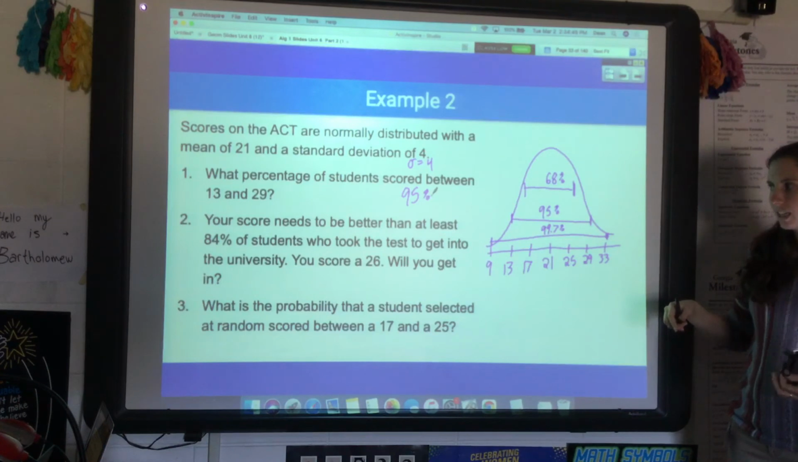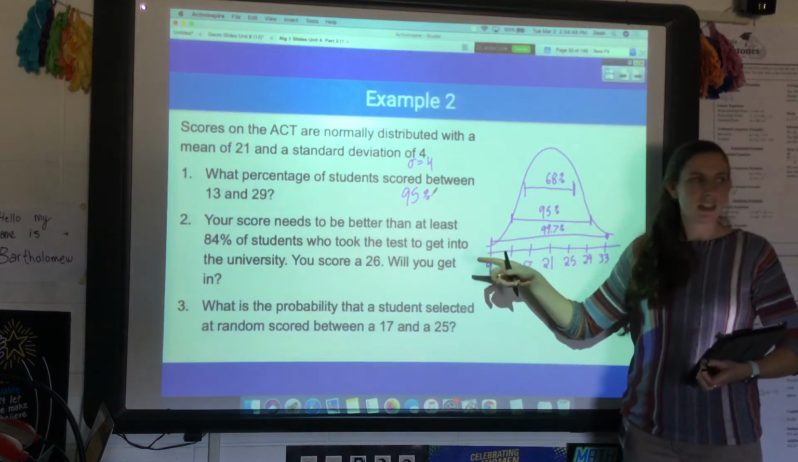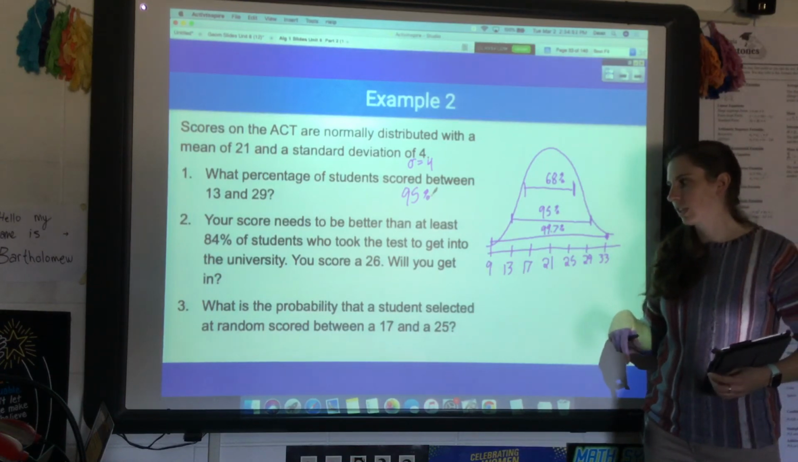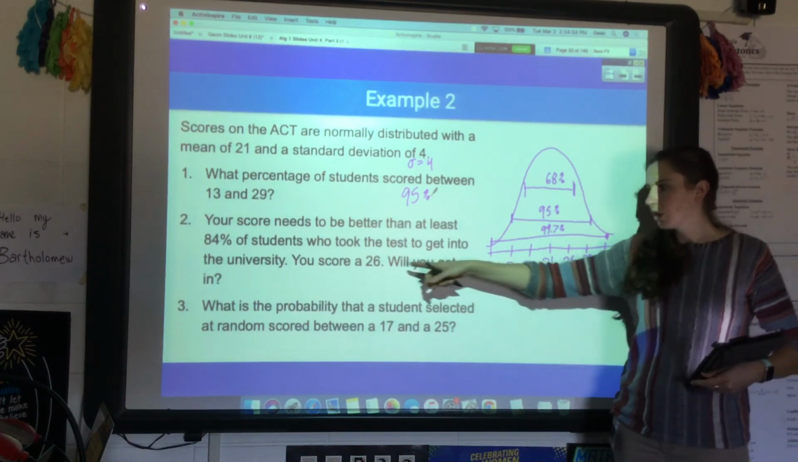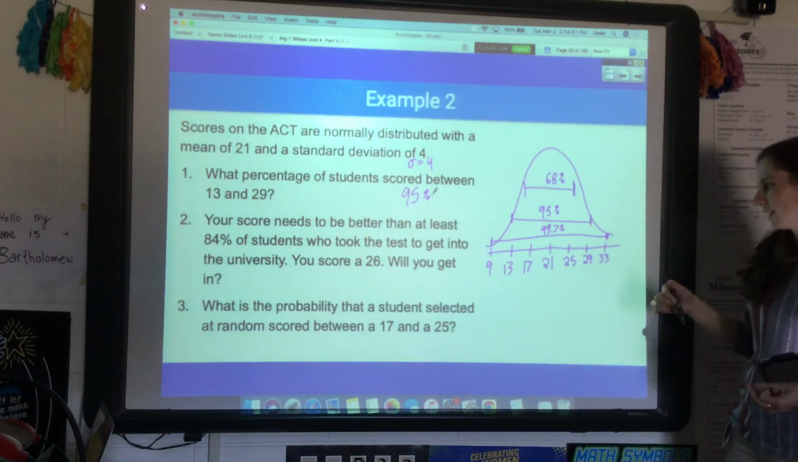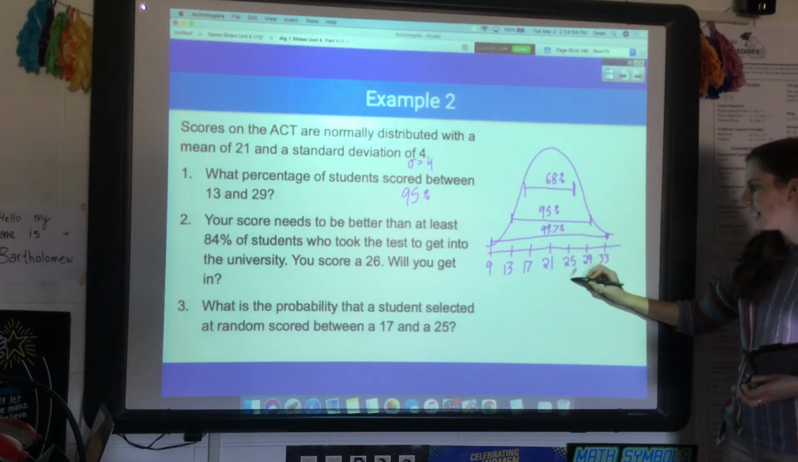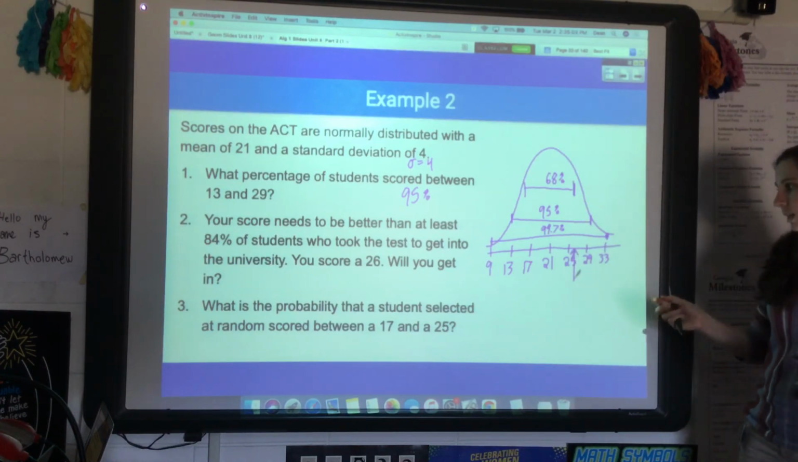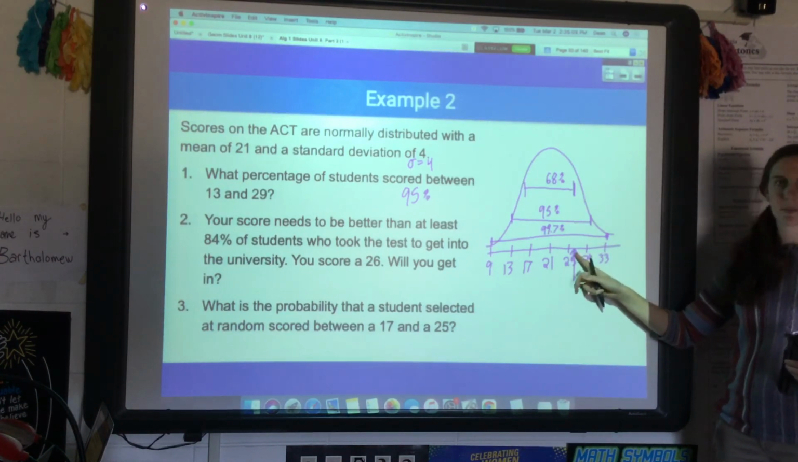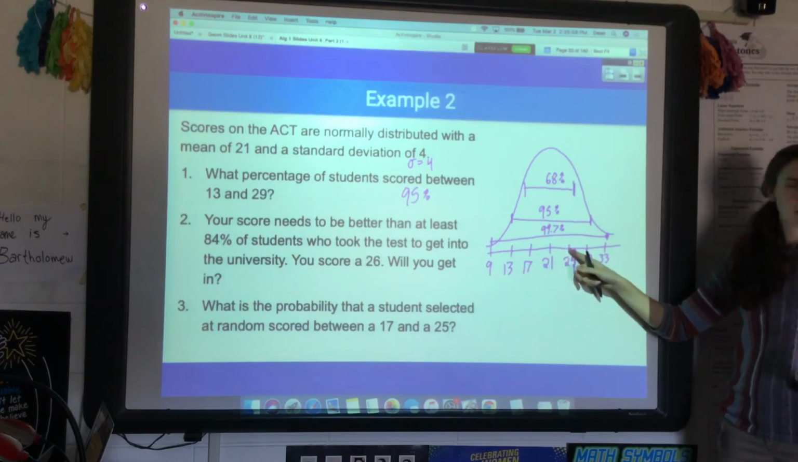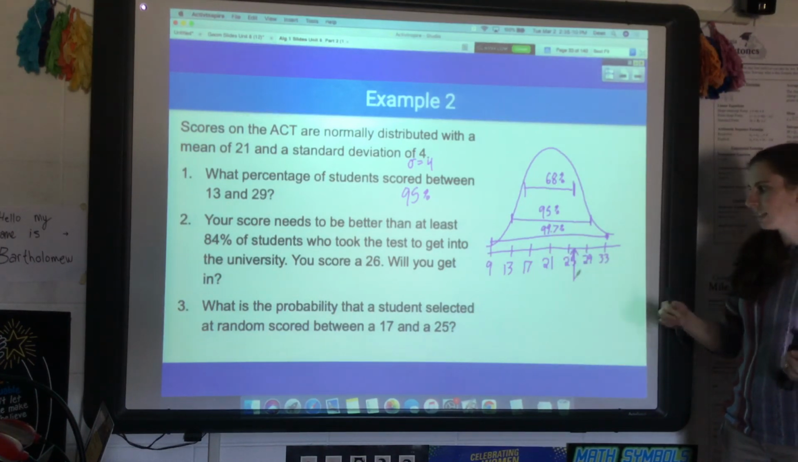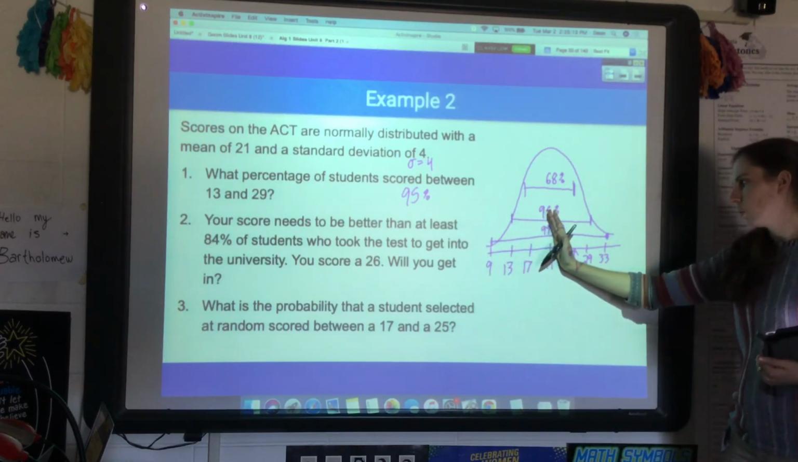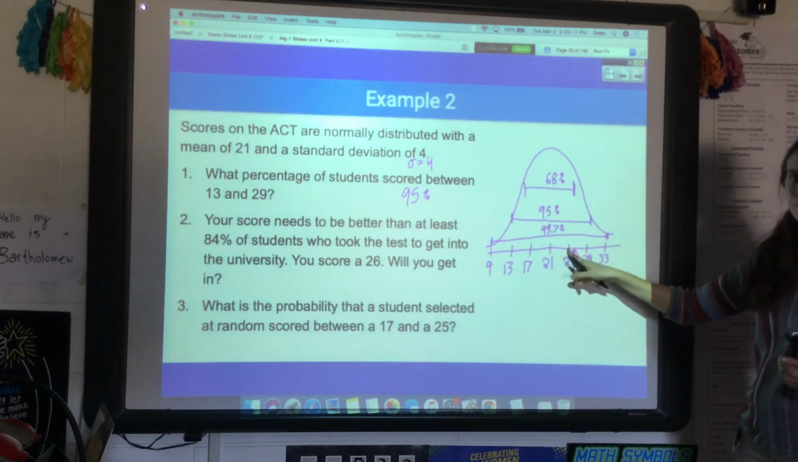Number 2 is your score needs to be better than at least 84% of students who took the test. You scored 26, will you get in? A 26 would be right here. And I don't know anything about 26, but I could figure out something that has to do with 25. So let's maybe go with that. So how do I figure out like all this probability working up to 25?